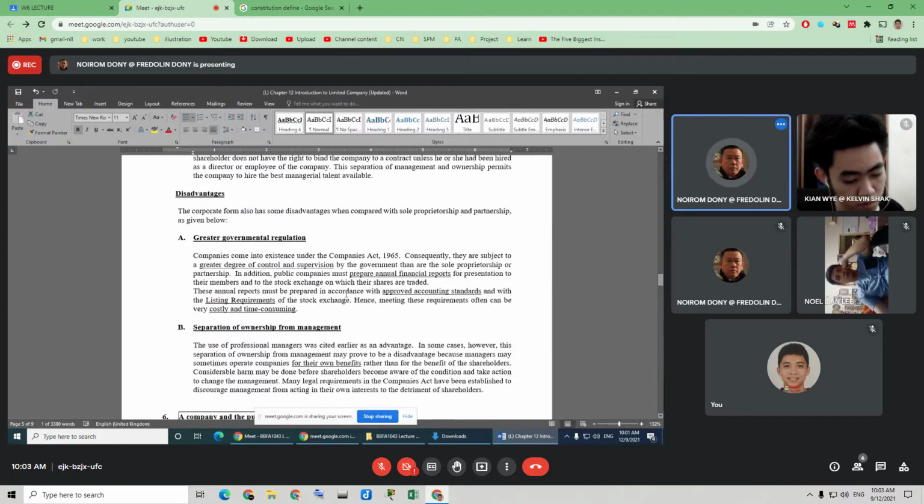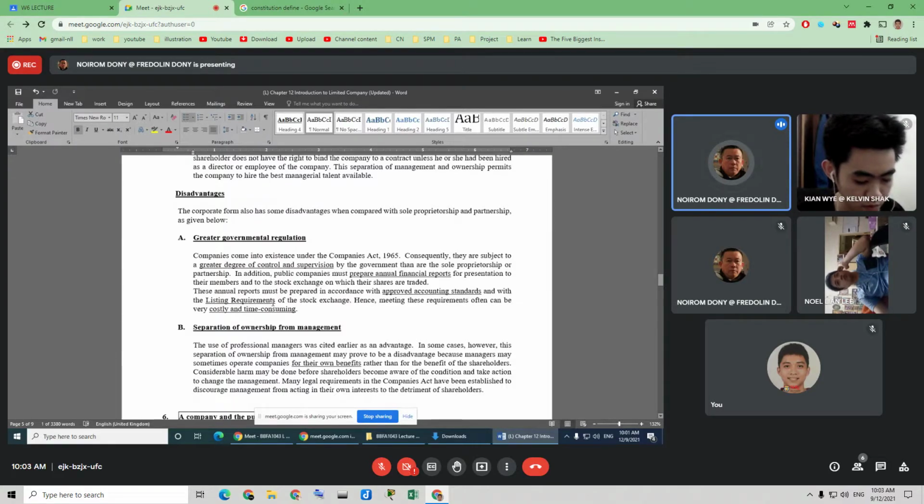This annual report must be prepared in accordance with approved accounting standard. So approved accounting standard, they have to follow the rules and regulation or the standard that is set by international or even Malaysian approved accounting standard. So in order to ensure they are following the approved accounting standard, meaning they have to hire a professional accountant who knows all this accounting standard, isn't it? So that is why it's very costly.